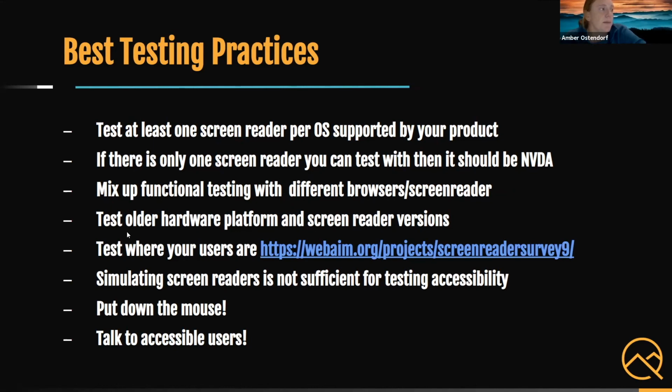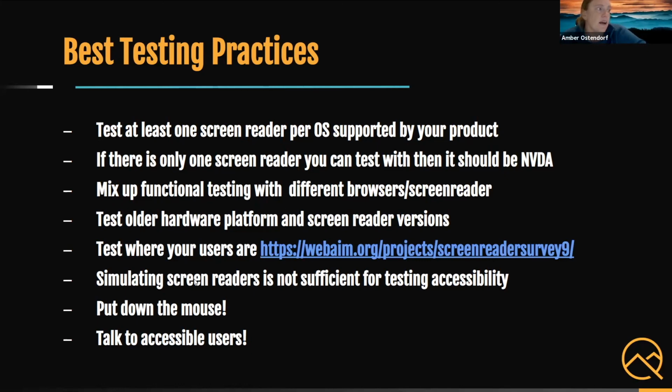You also want to keep in mind to test older hardware platforms and screen reader versions. Sometimes platforms can be very outdated, so it's important that you add this to your testing plan. You also want to test where the users are, like I mentioned before. Like I said, WebAIM has a study every 2 years, so you can understand what accessibility users are using and shift your testing plan if you need to.